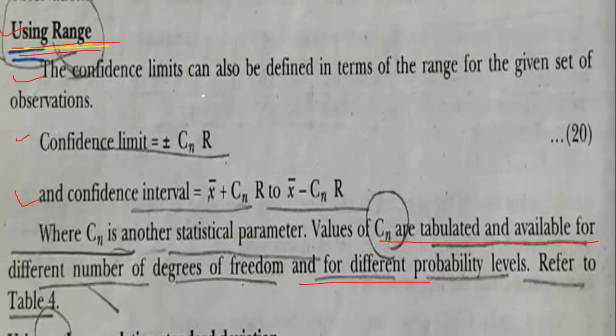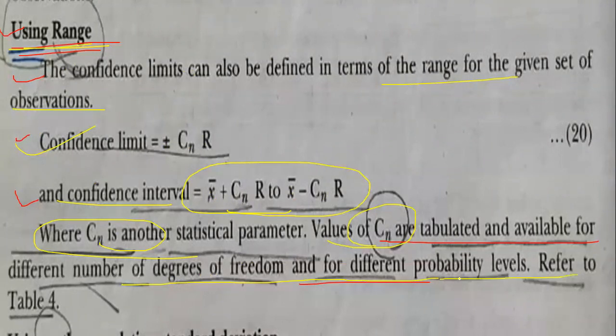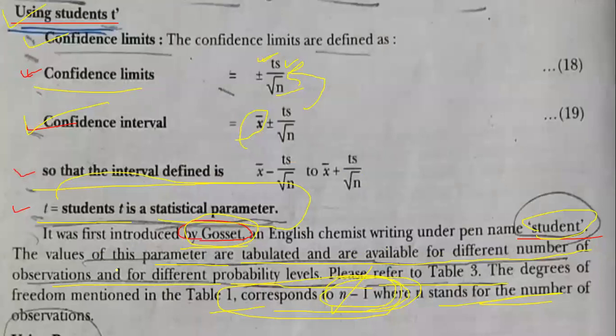Using range, the confidence limit can also be defined in terms of a range for a given set of observations. So confidence limit is equal to plus minus CnR. Confidence interval is given by x bar plus CnR to x bar minus CnR. Cn is another statistical parameter, and the value of CnR is tabulated and available for different degrees of freedom and different probability levels, like student t.